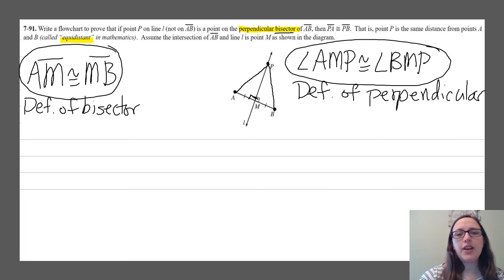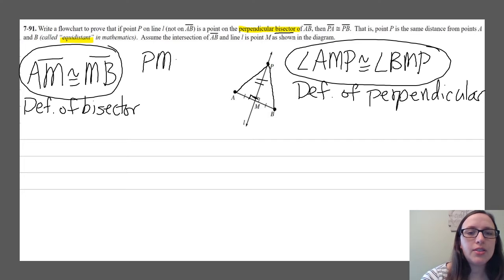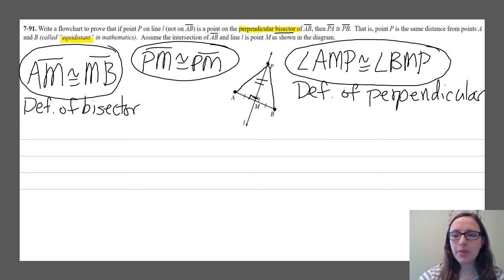All right, and then finally, I know that this side is equal to itself. It's overlapping in both triangles. So I'm going to add in that PM is congruent to PM. Guys, remember, something's equal to itself. We use reflexive property.